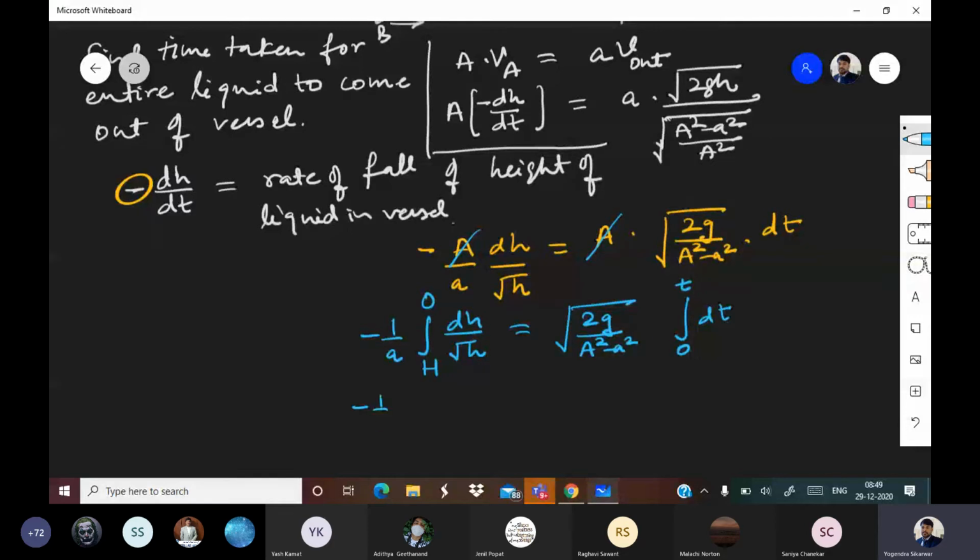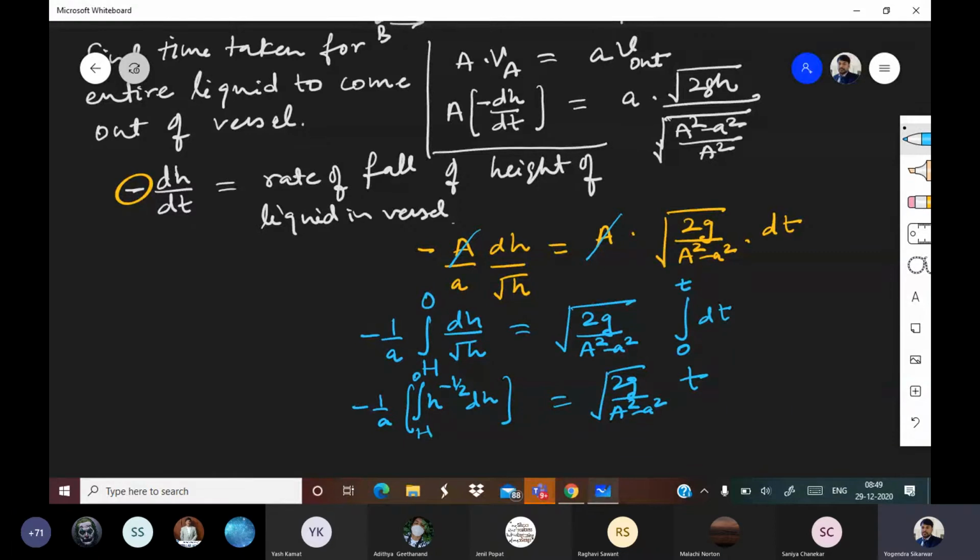So minus 1 upon a. Now dh upon root h can be written as minus h to the power half dh. So integration of h to the power minus half dh, is equal to root of 2g upon A square minus a square. Integration dt will be t, and the limit here is from h to 0.